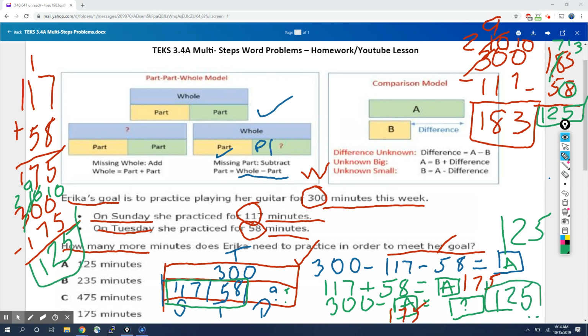So regardless of what strategy Miss Win uses, she can keep subtracting all the parts from the 300 and have the answer of 125. Or Miss Win can first add the two parts together and take away the whole from the two parts she just added to get the answer of 125. So yes, she needs to practice 125 minutes more. So our answer to this question is A. Okay?